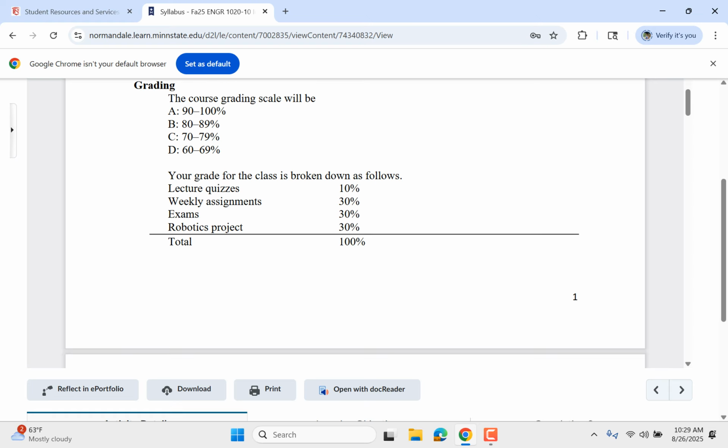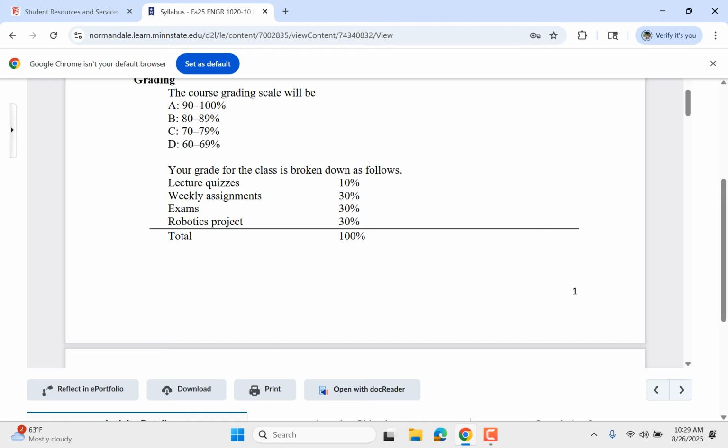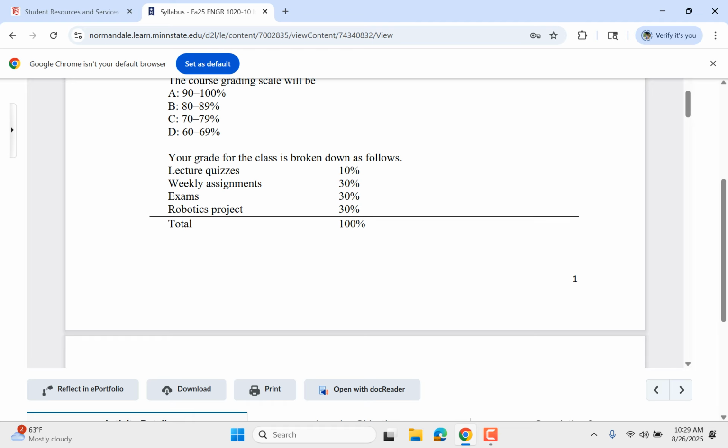And the grade breakdown is going to be lecture quizzes, 10%, and then 30% for each of the three other things: the weekly assignments, the exams, and the robotics project. So that robotics project, notice, is a really big chunk of your grade. And so now I'm just going to go through these four different categories and talk about what they are.